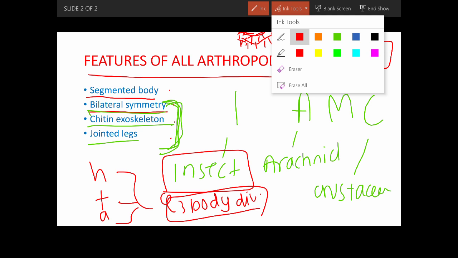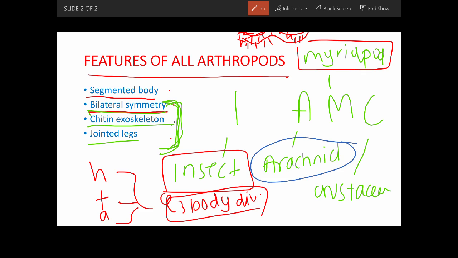Now for arachnids and crustaceans, I just remember them directly. Crustacean is with C, and C is for cephalothorax. If the head and thorax are joined together, it's called a cephalothorax. And crustacean just always reminds you of cephalothorax.